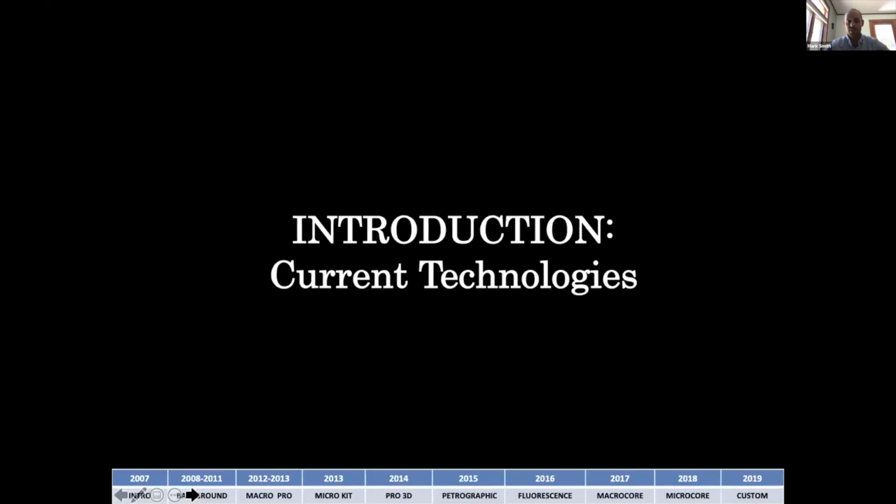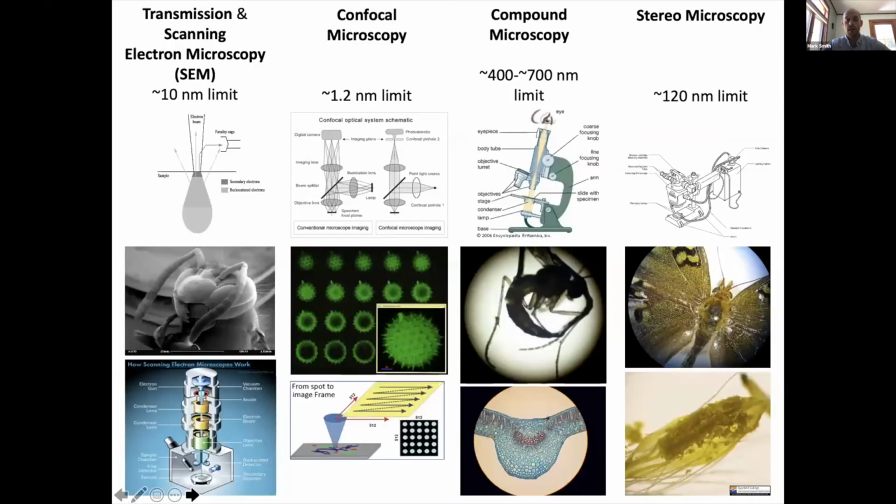So a lot of this is going to have a geoscientific spin, but also a great spin on the work we do with museums. At the time, what we were dealing with were 4 primary imaging platforms: SEM and TEM, which are very good at getting very small structures, confocal on a similar line, and then compound microscopy and stereo microscopy.